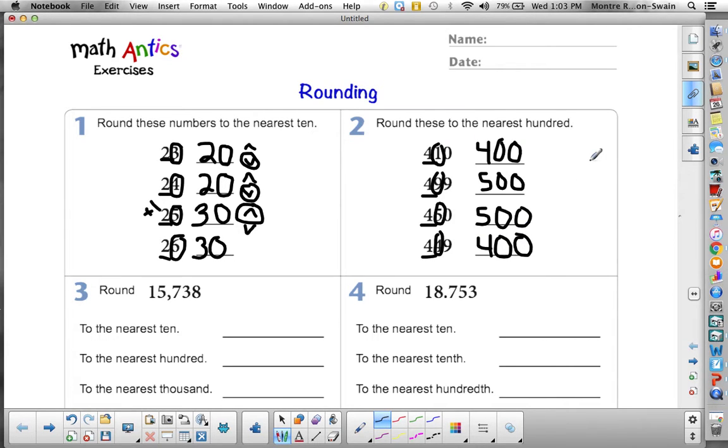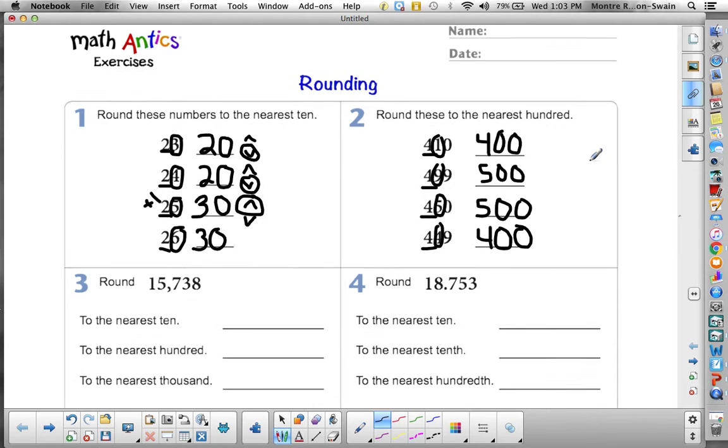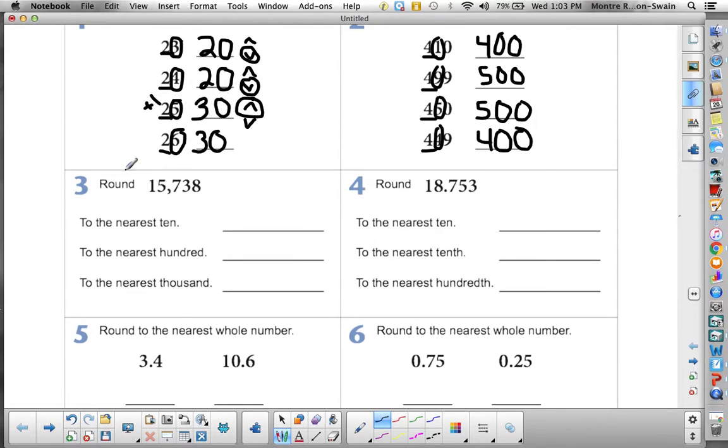So 410 rounds down to 400. 499 rounds up to 500. 450 rounds up to 500. And 449 rounds down to 400. Number 3. Round 15,738. We have to round it to the nearest 10, the nearest 100, and the nearest 1,000.